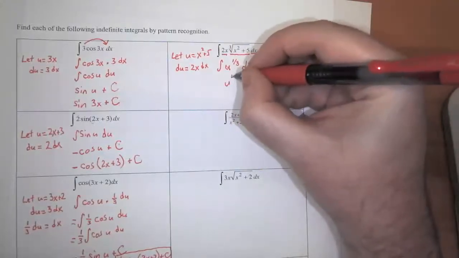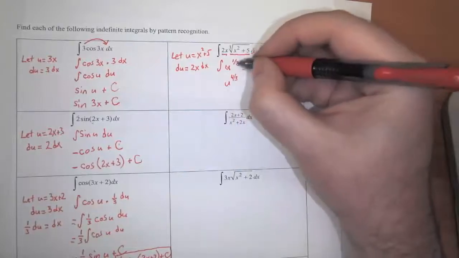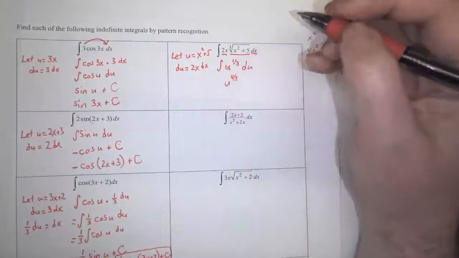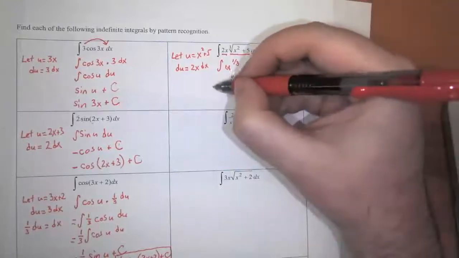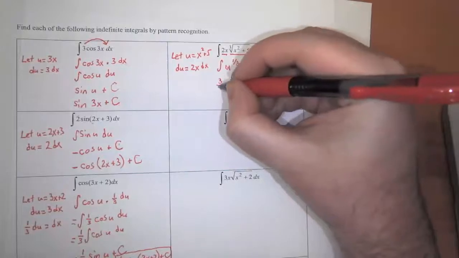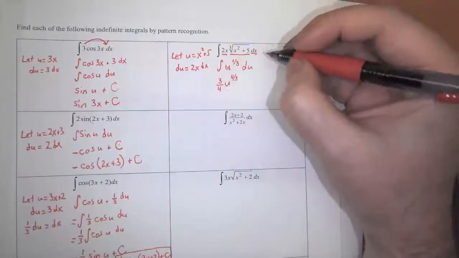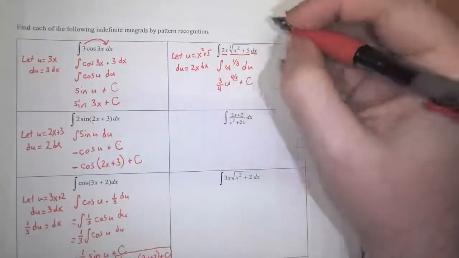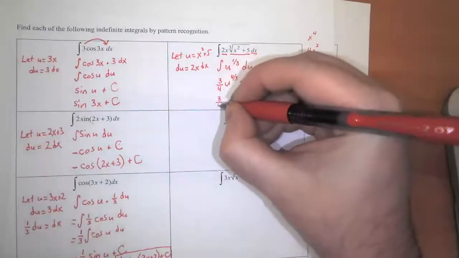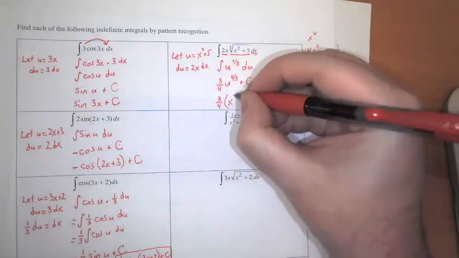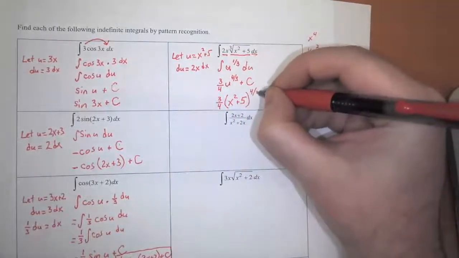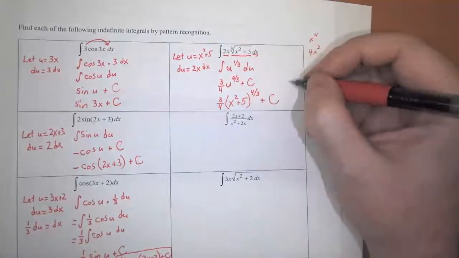So to go the other way, I'm going to add 1, and 1/3 plus 1 is equal to 1 1/3, which is 4/3. And then I need to divide by 4/3 here, which is the same as multiplying by 3/4. We add a constant term. And the last thing we need to do is to substitute x back in. So that's 3/4 times x squared plus 5 to the 4/3 power plus c.